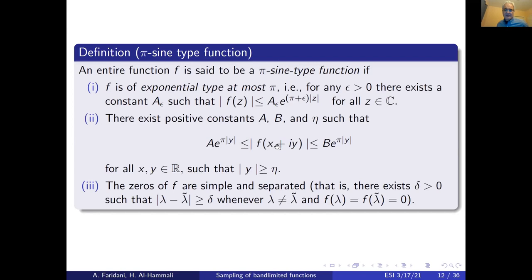So the imaginary parts of the zeros are bounded. And we demand that the zeros of f are simple and separated. So that's the pi sine type function, but we can just think of the two examples I gave, the integers and periodic sets for now.